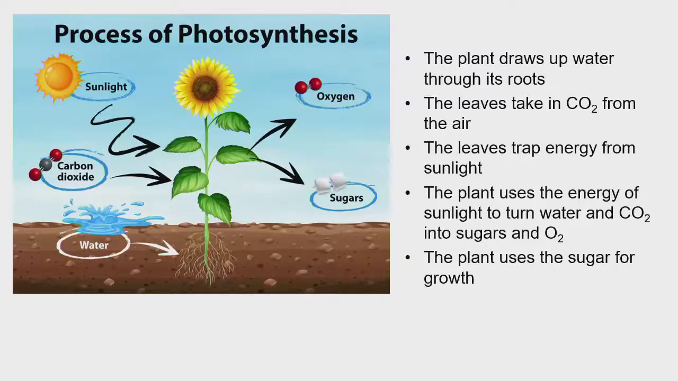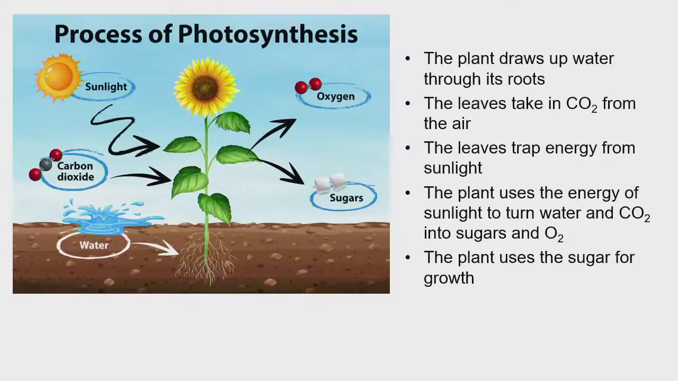So when you're analyzing this process, you can explain that the plant draws water through its roots, and then the leaves take up carbon dioxide from the air, and the leaves trap energy from the sunlight. The plant uses the energy of sunlight to turn water and carbon dioxide into sugar and oxygen, and then the plant uses the sugar for growth.